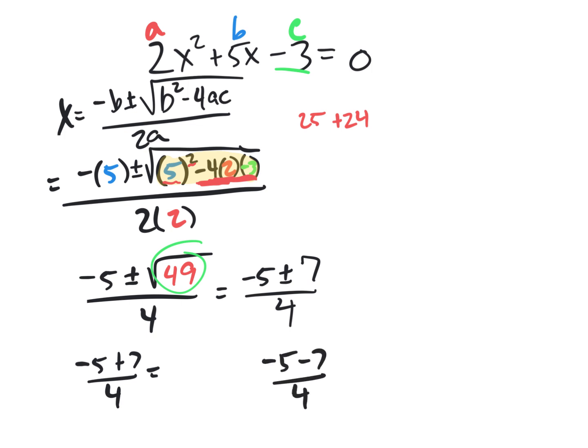So -5 plus 7, that's 2. 2 divided by 4, you can't do that, but you could reduce, and that'll give you 1/2. And the other one, -5 minus 7, that's -12. And -12 divided by 4 is -3. And that's the other answer. So on this one, I use the quadratic formula to solve my equation.